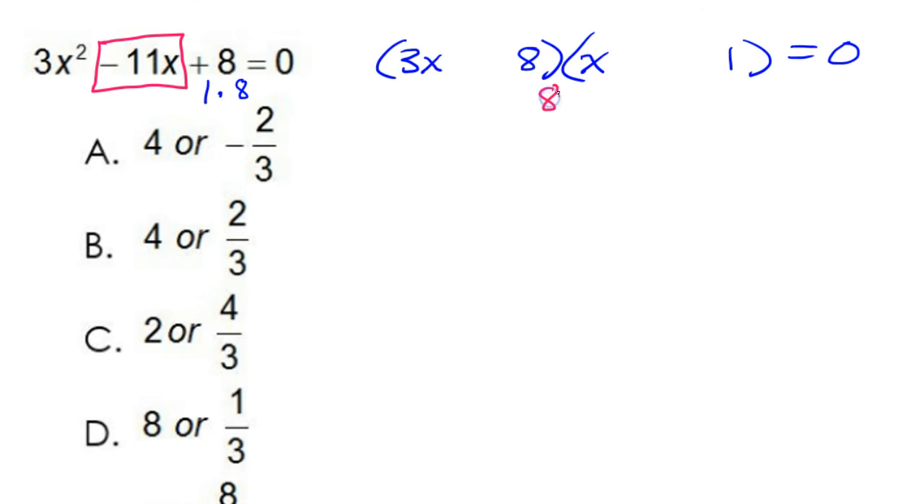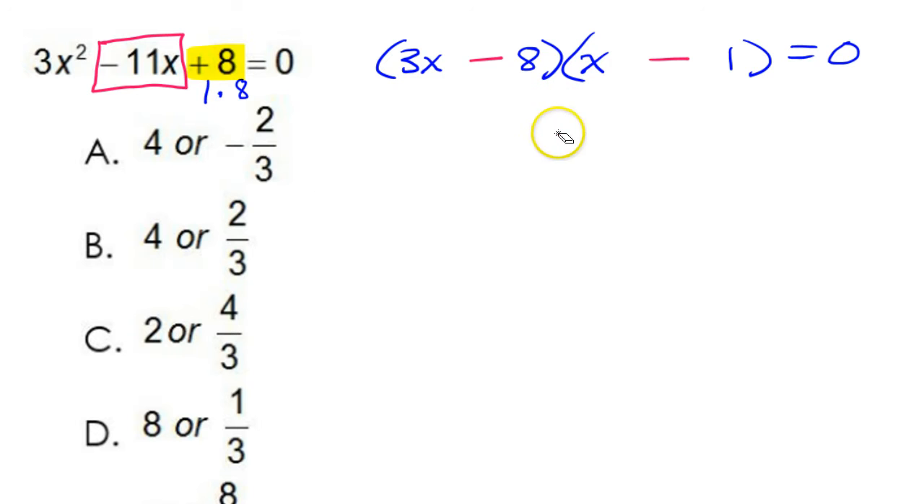Inner, I have 8x. Outer, I have 3x. Inner plus outer must equal middle. To get a negative 11, both of these would have to be negative. Negative 8 and negative 3. That means both of these would be negative. So the only thing I have to check is I need to make sure I'm getting the correct sign for my positive 8. Negative 8 times negative 1 is a positive 8. That means we have in fact factored correctly.